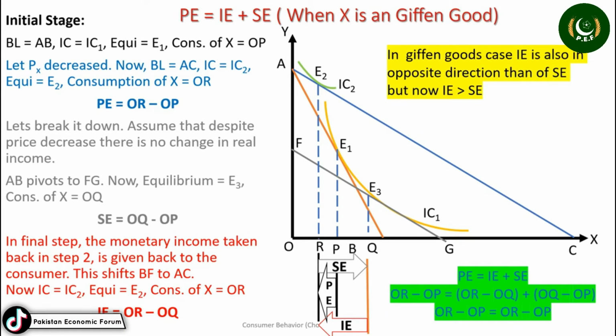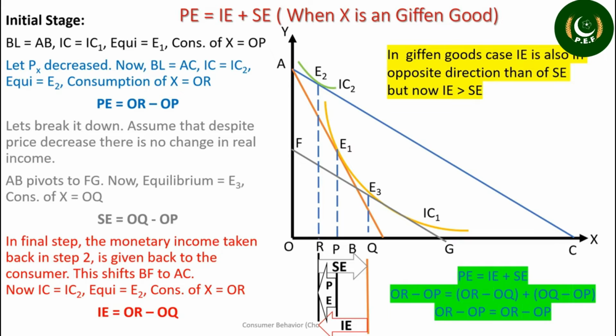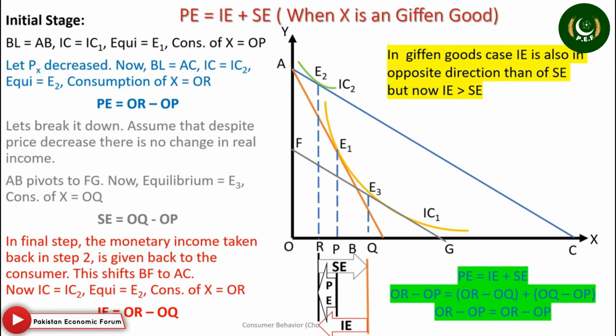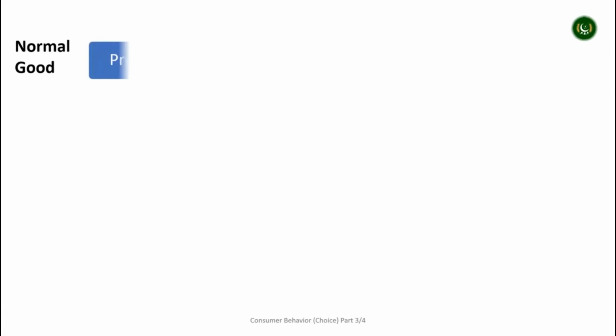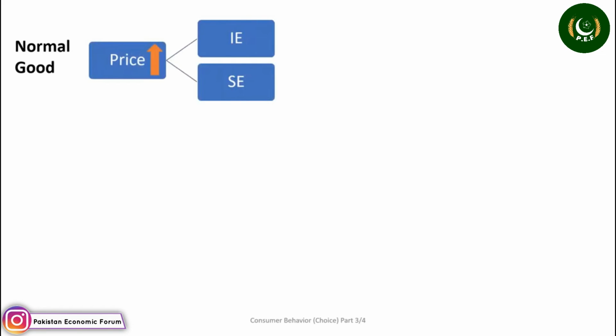Summing up, for the normal good, let's assume that its price increased. We break it down into income effect and substitution effect. Assuming that because of the increase in the price, the income of the consumer or purchasing power will decrease, so the demand for the normal good will decrease. Here, the substitution effect also results in the same. So finally, because of the increase in the price, the quantity demanded of the commodity will decrease.